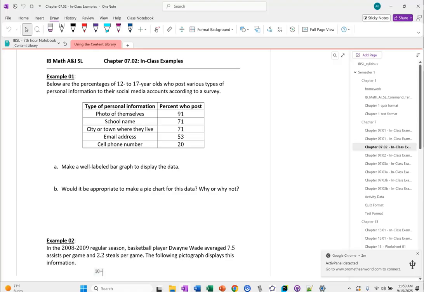What do all graphs need to have? Yeah, you need some titles. Titles on your axes. Title for the chart should be in context. Ellie? That's great. Yes, 100%.